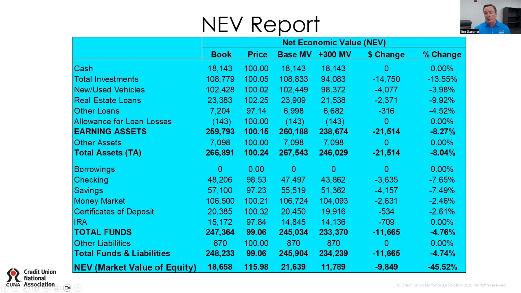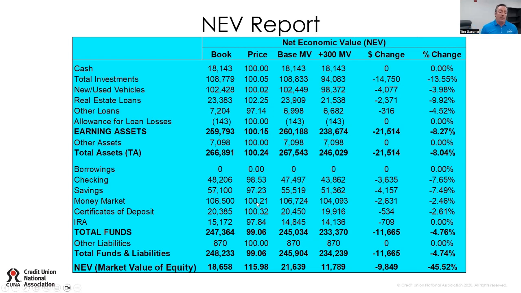So the difference between that is the decrease in my equity. It still is fairly substantial, but it's the fact that I was able to offset some of that decrease in the assets by picking up value by borrowing from the members. And so net economic value shows me how much volatility I have in my balance sheet, if I have longer term cash flows on the asset side than I do on the liability side.